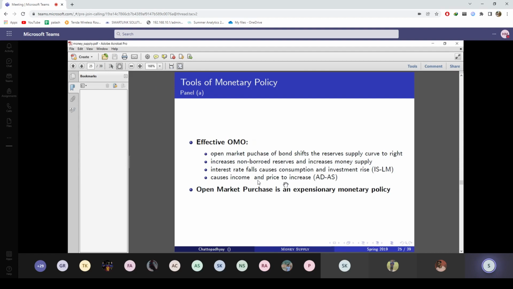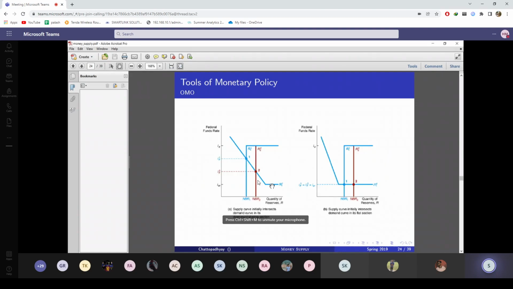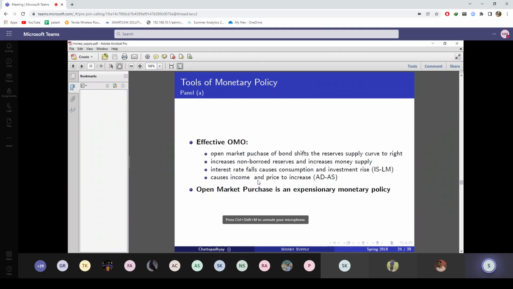Income, meaning Y, rises, and since aggregate demand rises, we have the aggregate demand curve and the aggregate supply curve of the economy. Aggregate demand rises. On the Y-axis I'm measuring price. The price is going to rise, and as output rises, employment also rises. Open market purchase is an expansionary monetary policy. And in the numerical example that I have given, when the central bank purchases bonds from the commercial bank, it is expansionary monetary policy, because it is going to increase income and employment.